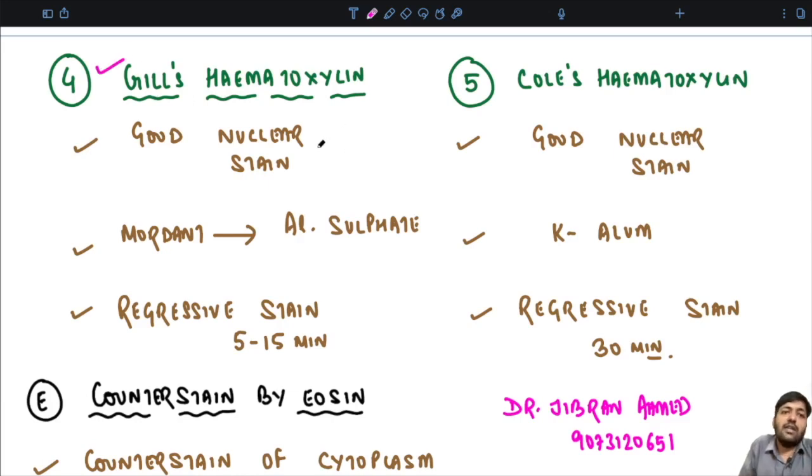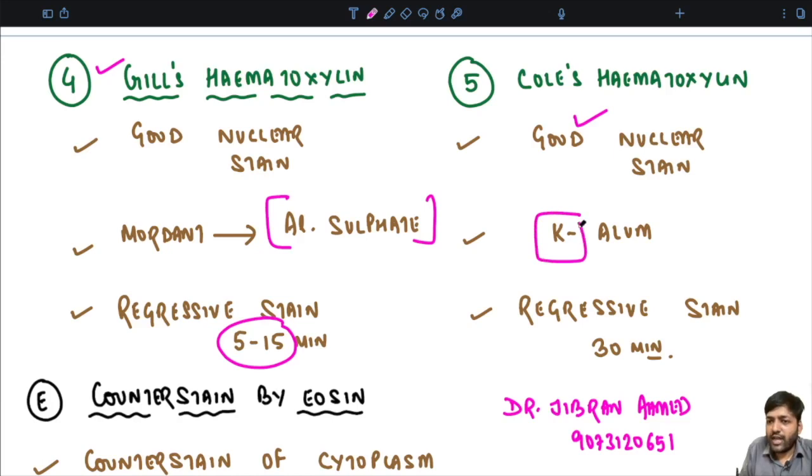Now there are other kinds of hematoxylin too, like the Gill's hematoxylin and the Cole's hematoxylin. The Gill's hematoxylin is a good nuclear stain. The mordant used is aluminium sulfate, and it is mainly used as a regressive stain for 5 to 15 minutes. Then we have Cole's hematoxylin as well. It is again a good nuclear stain, the mordant used is potassium alum, and it is a regressive stain, and staining can be completed in 30 minutes.